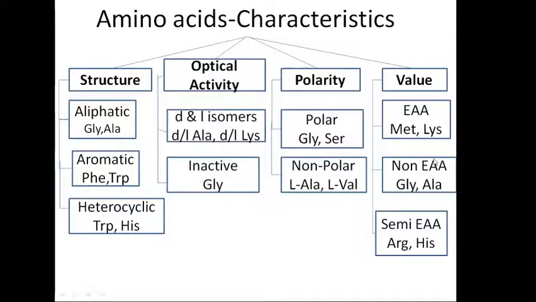You have the non-essential amino acids. Non-essential does not mean that they are not required for the growth of the system. They are required, but they are synthesized. They are produced within the living system, and these which can be synthesized in the body are called the non-essential amino acids, which include the glycine and the alanine. You have the third class of the amino acids, which are called the semi-essential amino acids.